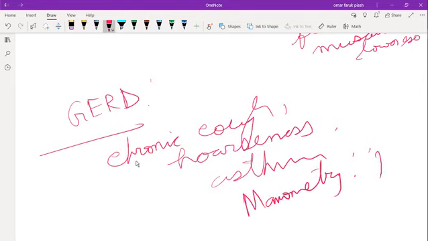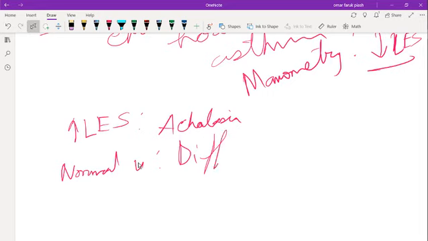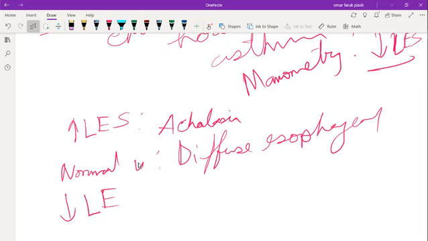Can you tell me where there is increased LES? Increased LES is found in achalasia. Can you tell me where there is normal LES? Normal LES is found in diffuse esophageal spasm. Can you say where there is decreased LES? Yes, it is found in GERD.